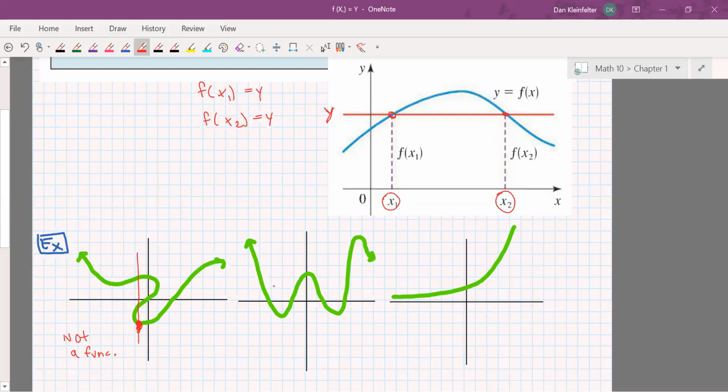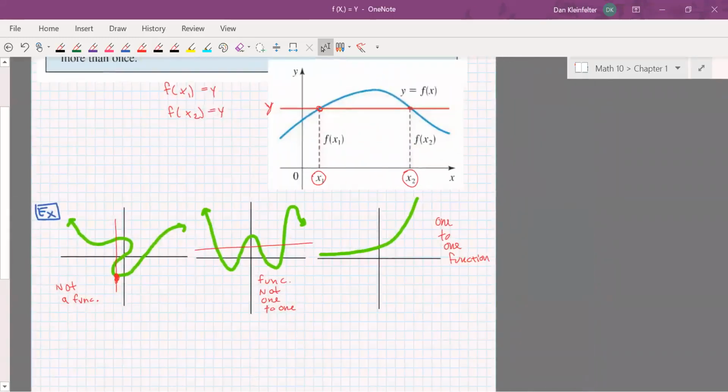This next one looks a little like a serpent. No vertical line will cross it more than one time, but there are definitely places where a horizontal line will. So this is a function, but not 1-to-1. And then the last one is a 1-to-1 function. If you draw any vertical line you want through this graph, it'll cross the green line only once. If you draw any horizontal line through it, it'll cross the graph only once, making it both a function and 1-to-1.